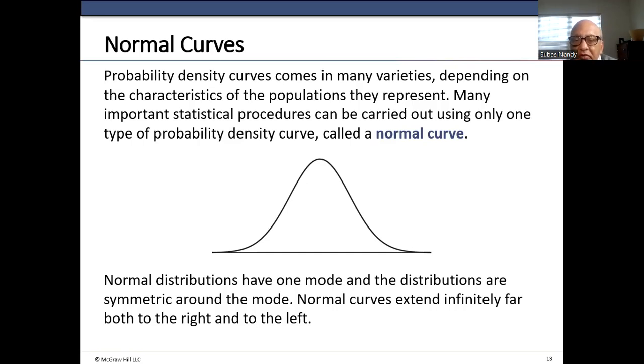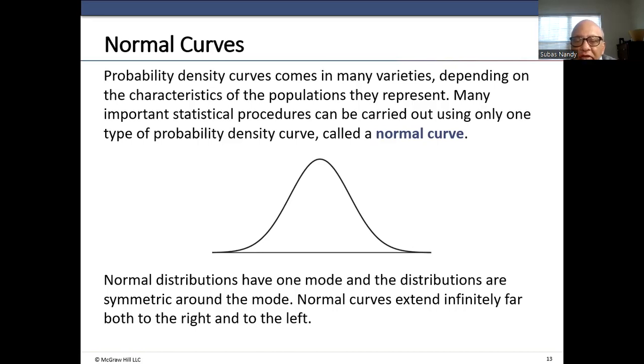Normal distributions have one mode. What does it mean? That means there is only one point on the horizontal axis which has the highest height or relative frequency, and therefore it has one mode. Normal curves extend infinitely far both to the right and to the left. That means this curve comes close to the horizontal axis but never theoretically touches it or crosses it, on the right as well as on the left.